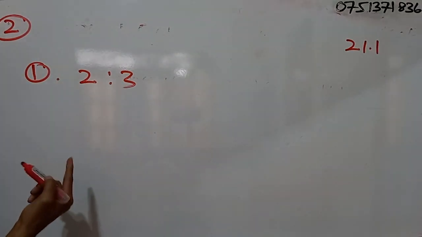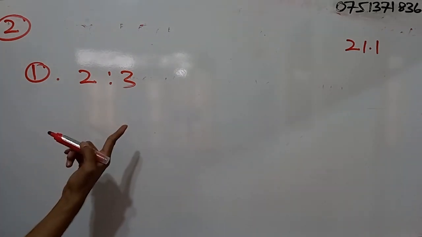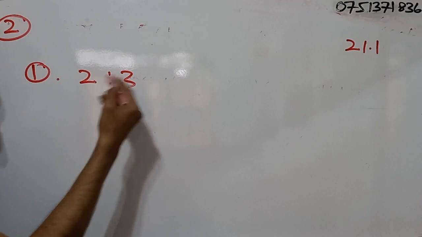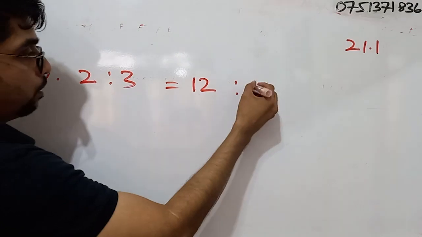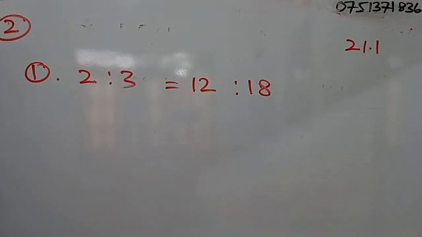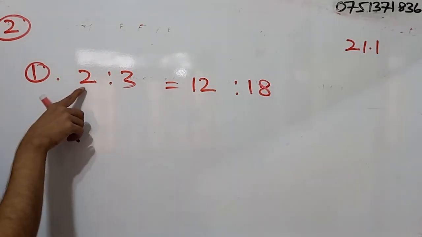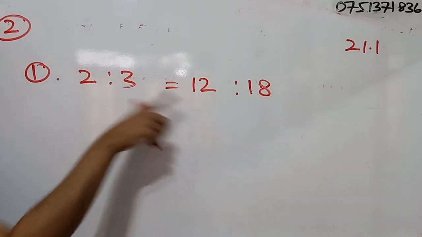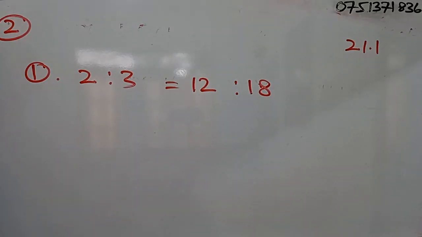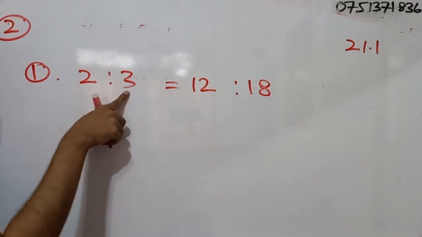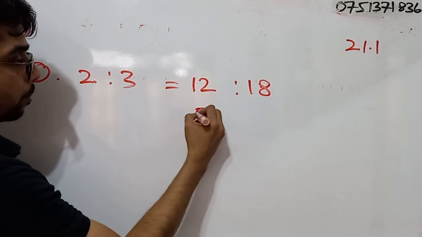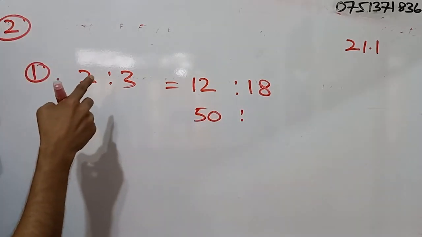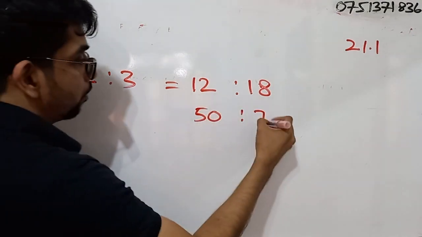So I will multiply the first term and the second term by what? 6, right? So 2 into 6, it will be what? 12. 3 into 6, it will be what? 18. So we need to write 2 equivalent ratios now. So I will multiply the first term and the second term for the second equivalent ratio by what? 25. So 25 into 2, it becomes what? 50.